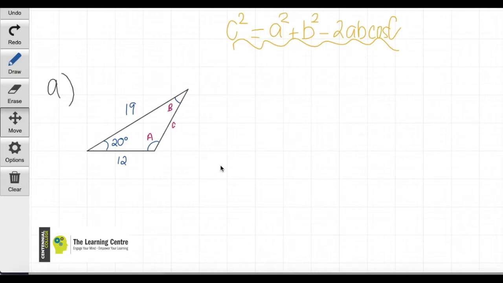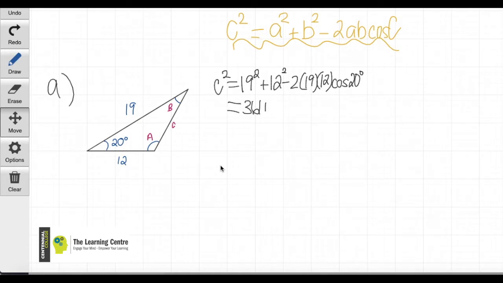We have our side lengths of 19 and 12 with the angle of 20 degrees between them since it is a contained angle, and we will name our unknown angles A and B, and we will name our unknown side little c. Recall the cosine law formula. Here I'm just going to put up solving for c squared since we're solving for side c.